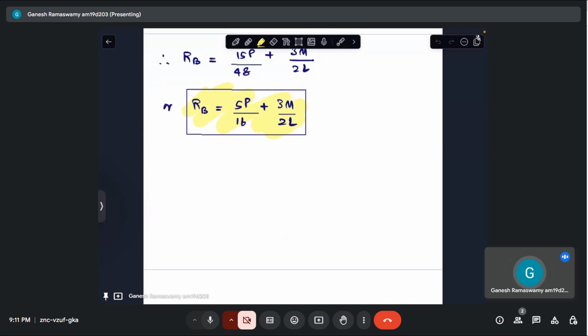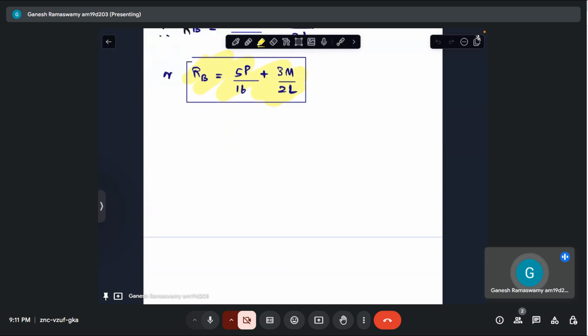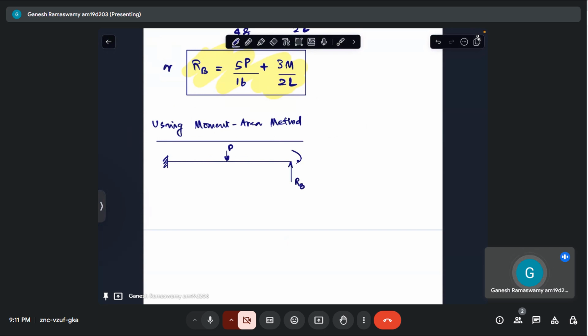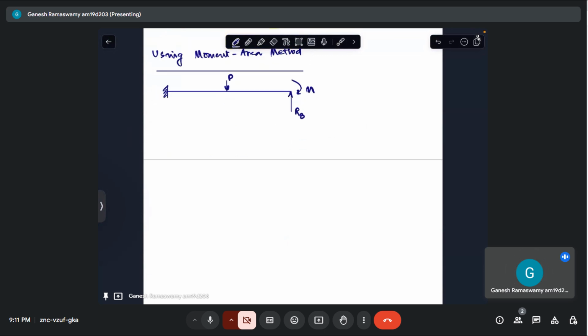Now let us try to solve the same question using moment area method and see if we get our answers right. So using moment area method, what is it that we have to do? First, we consider the total system. We have T here, we have RB acting here, and we have M acting like that.